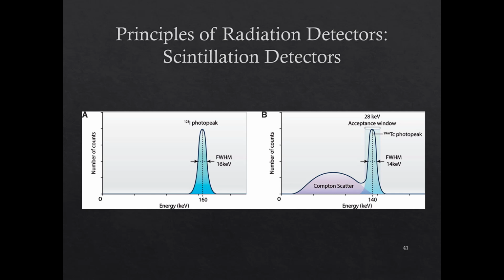These scintillation type detectors, this is an idealized case, but they actually end up looking more like this, where you have this Compton scattering. The more discrete peak here is going to be the photopeak.